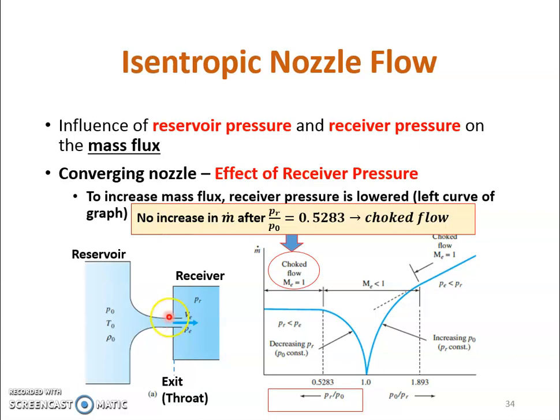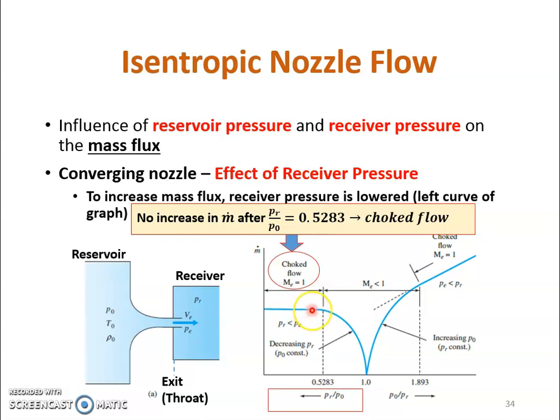If you have fuel, for example, it is actually a maximum flow, and you cannot increase the fuel any more. So we call this the choke condition. You don't have to decrease the back pressure, or the receiver pressure, anymore, because the mass flux or mass flow rate will not increase.